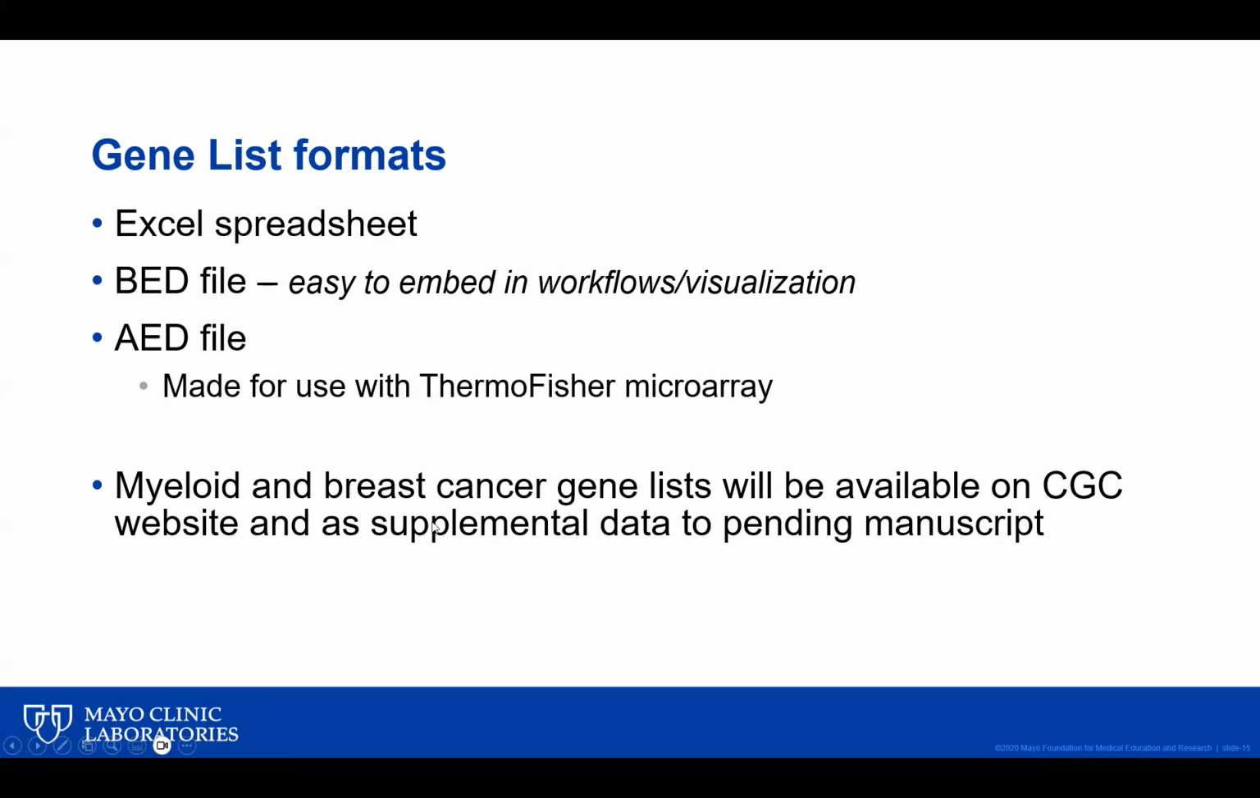The myeloid and breast cancer gene lists will be available on the CGC website and as supplemental data to the pending manuscript that is now sitting with the board of directors at CGC and will be submitted to Cancer Genetics.